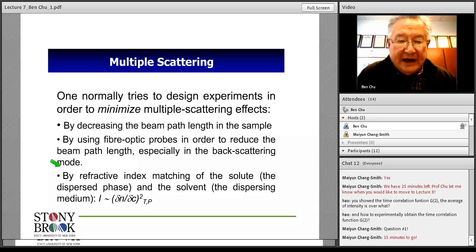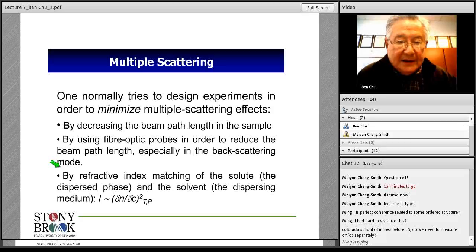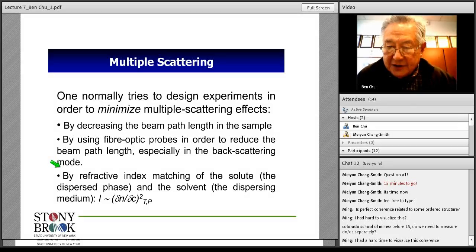The question is: is perfect coherence related to some order structure? This is dealing with the coherence of the laser light in this case. Perfect coherence can be related to the structure, but it's not just simply a perfect order.